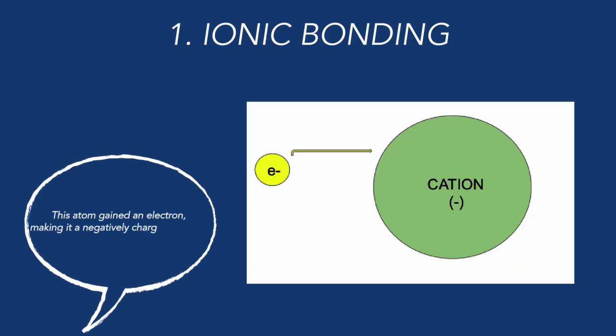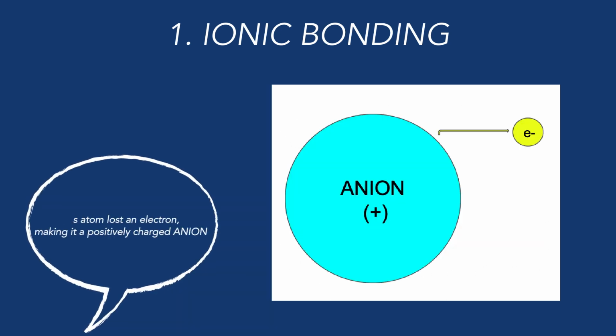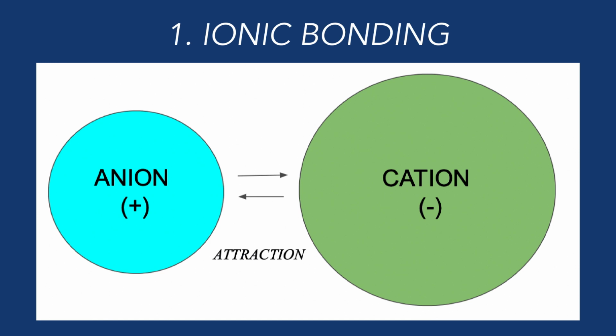More specifically, an atom that has gained an electron is said to be called a cation, while an atom that has lost an electron is called an anion. So in this diagram, we can clearly see a positively charged anion and a negatively charged cation that are electrostatically attracted to one another, which in turn forms our ionic bond.